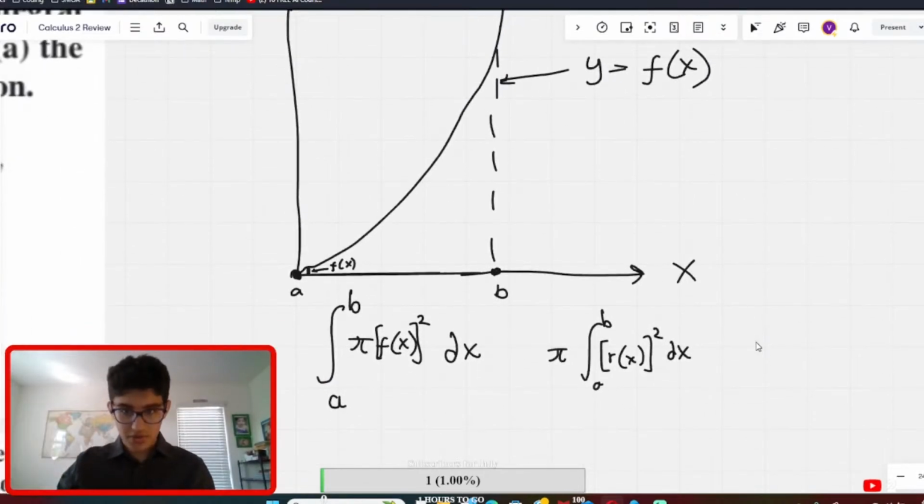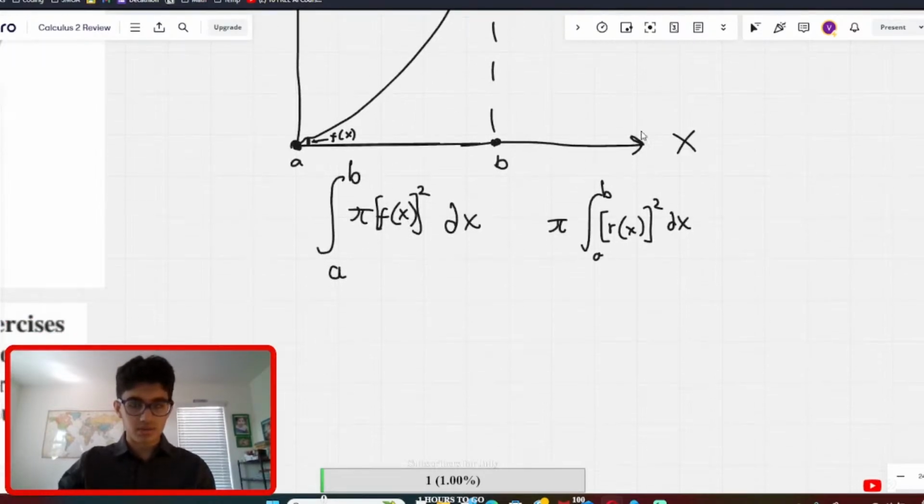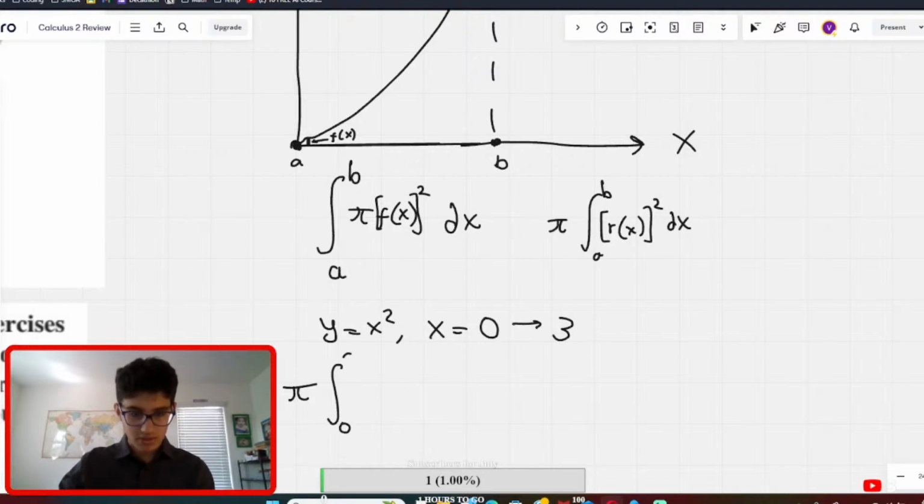So now all that you have to do, literally just use the formula, right? Let's make it interesting. Let's begin with y equals x squared from x equals 0 to x equals 3. And we want to find the volume. So it's going to be pi, 0 and 3 are our bounds. So 0, 3, x squared squared dx. This is literally all we do.